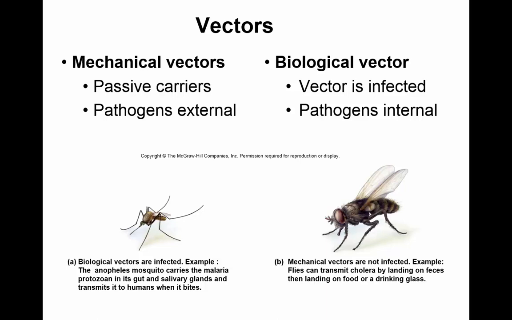The mechanical vectors transport only the infectious agent, usually on the outside of their body. And here we see the fly on the right side that would walk around in the feces or whatever and possibly transmit cholera that way, because it would just fall off of its body.